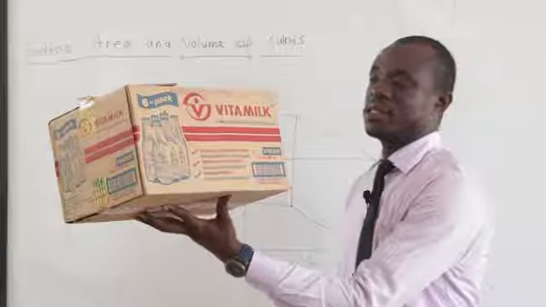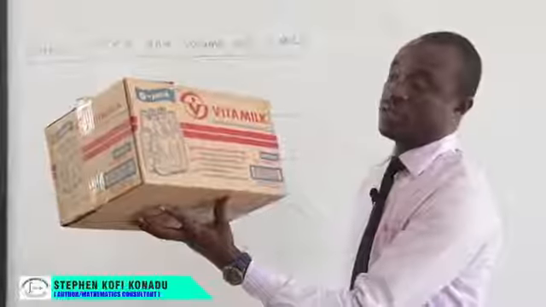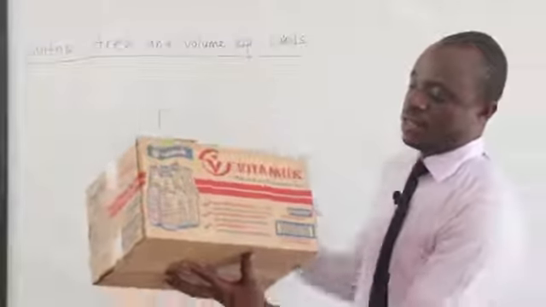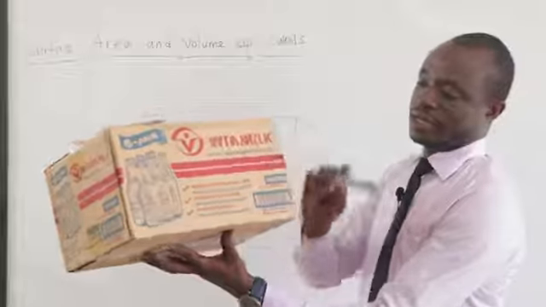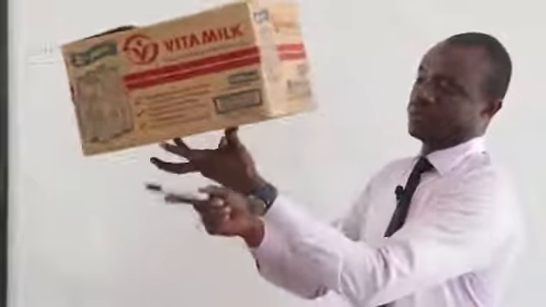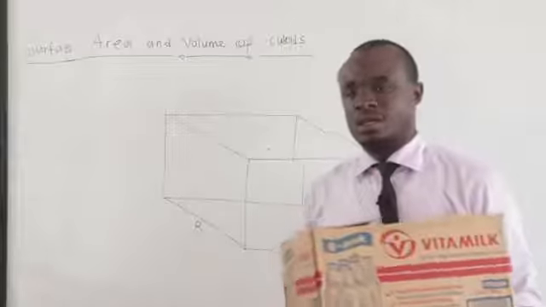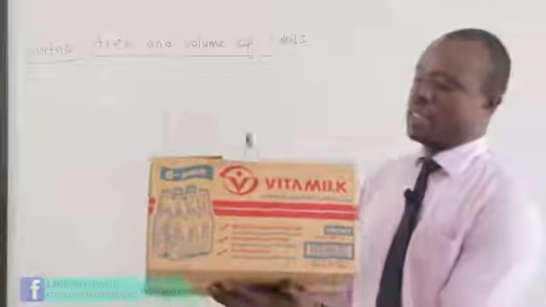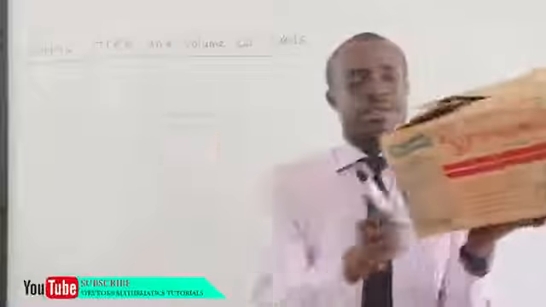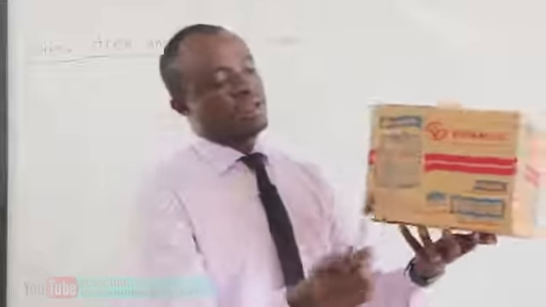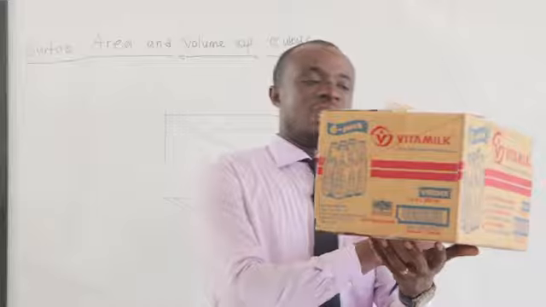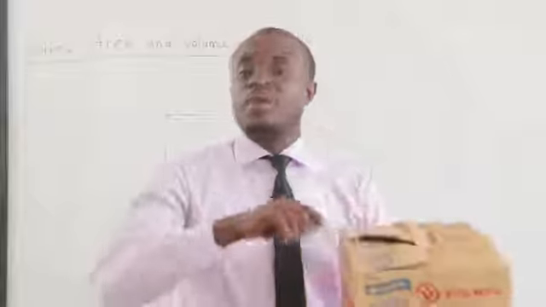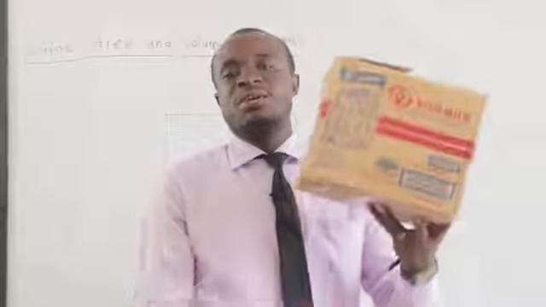For us to find the surface area of this cuboid is the same as to say that we want to find the total surface area of this cuboid. We can see that each face is a rectangle. One thing we are supposed to note is that the area of this front side is the same as the area of the back, the area of this side is the same as the area of the other side, and the area of the top is the same as the area of the base.